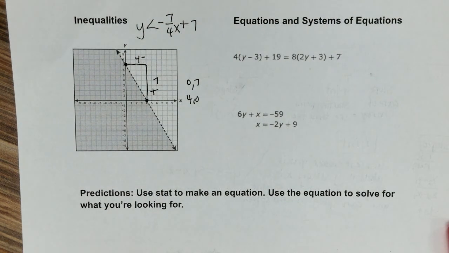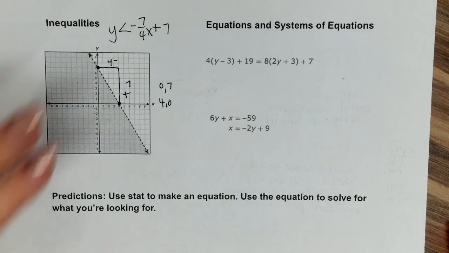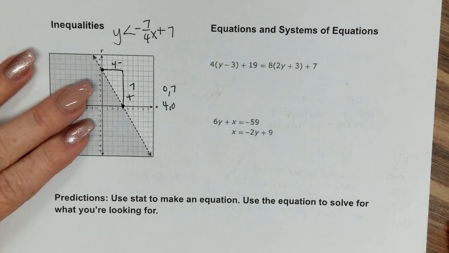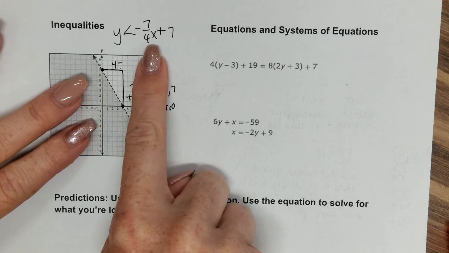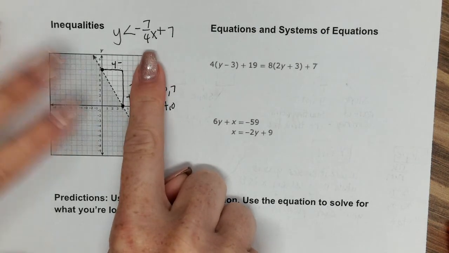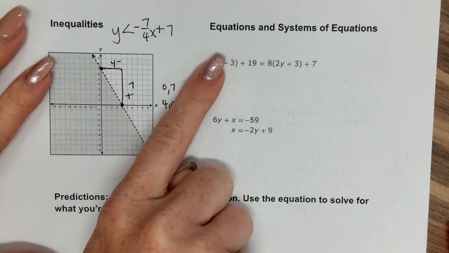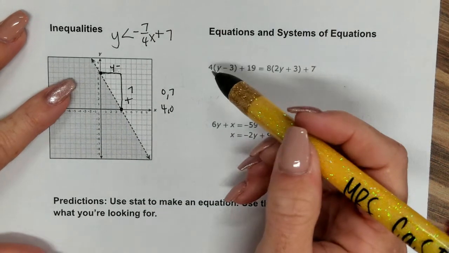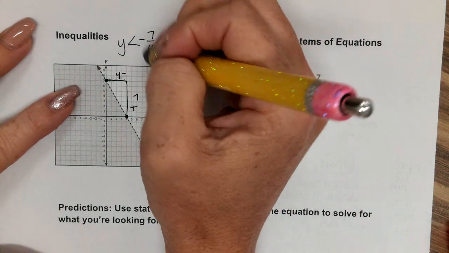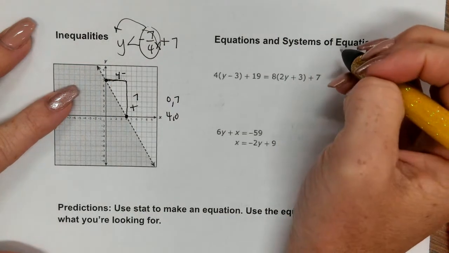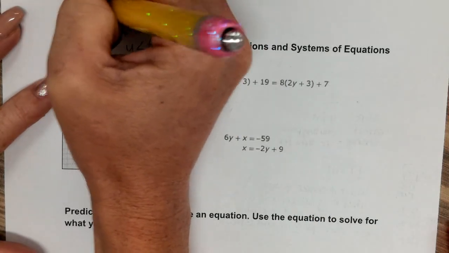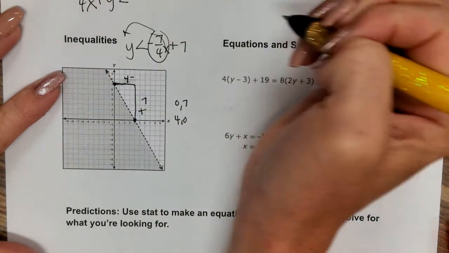Okay, if you use stat, it would give you 7/4 as a decimal. Are we okay? Okay. So you will have to do this, and it might even ask for this in standard form. So let's practice that real quick. How would I make this into standard form? This has got to be moved to that side. So I'd have positive 7/4 x plus y is less than 7.